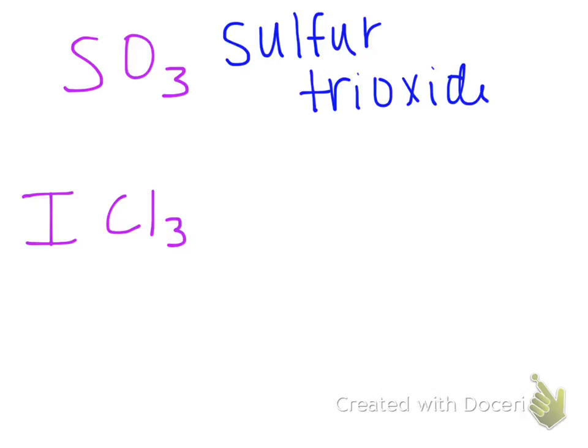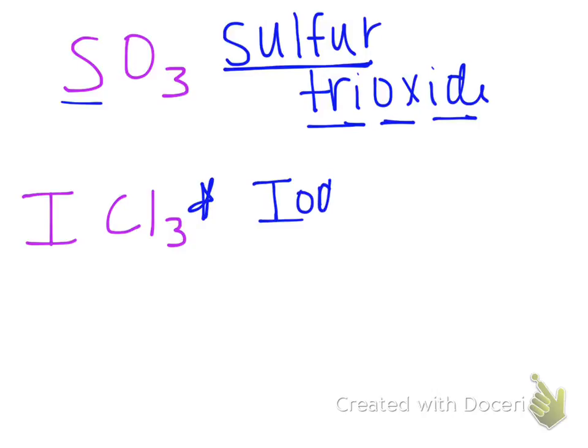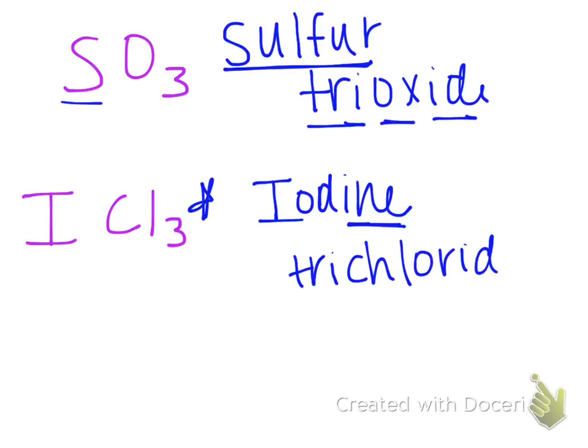So for our next one, right here on our first one, sulfur gets to keep its name because it's the first listed. There's only one of them. It's not monosulfur. It's just sulfur. Trioxide for our second portion. So for our next one here, what would we name it? Iodide trichloride. Iodine, not iodide. Iodine trichloride. Good.